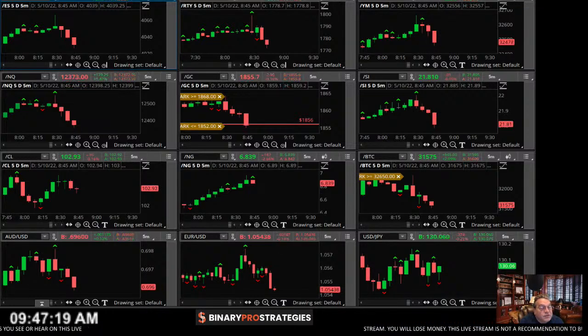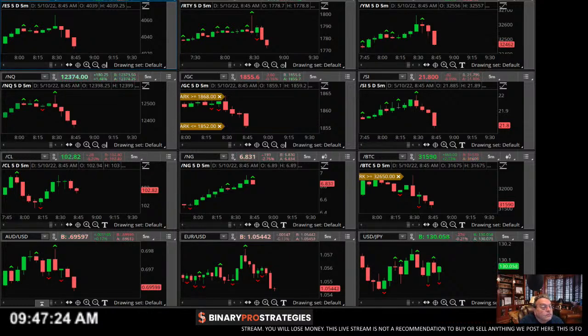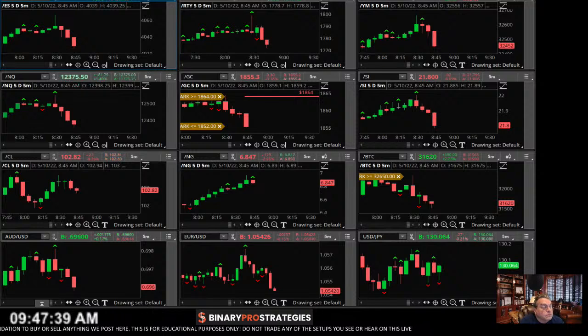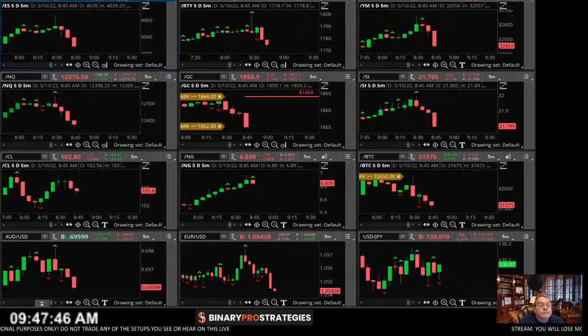Entry was 1856. If we need to reverse before we hit target, it's going to be 1864. I like gold. I'm going to put a little bit more on the short.